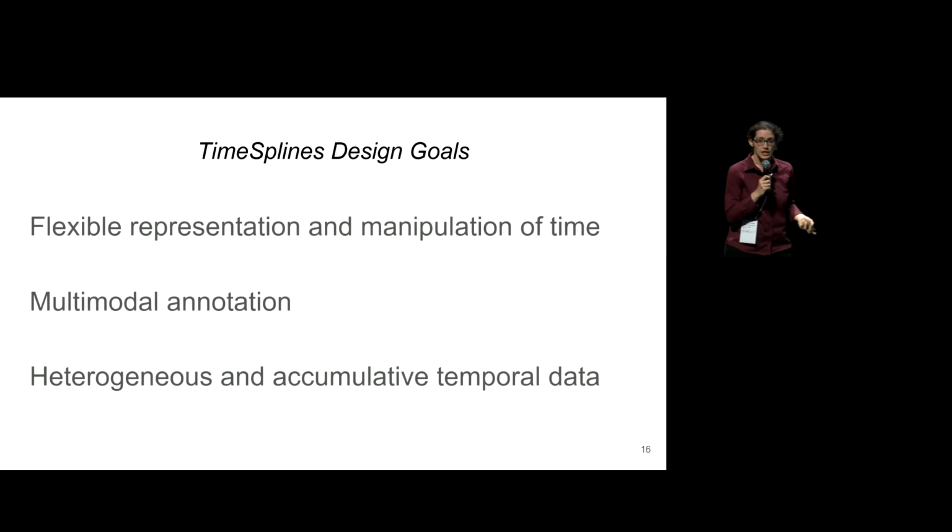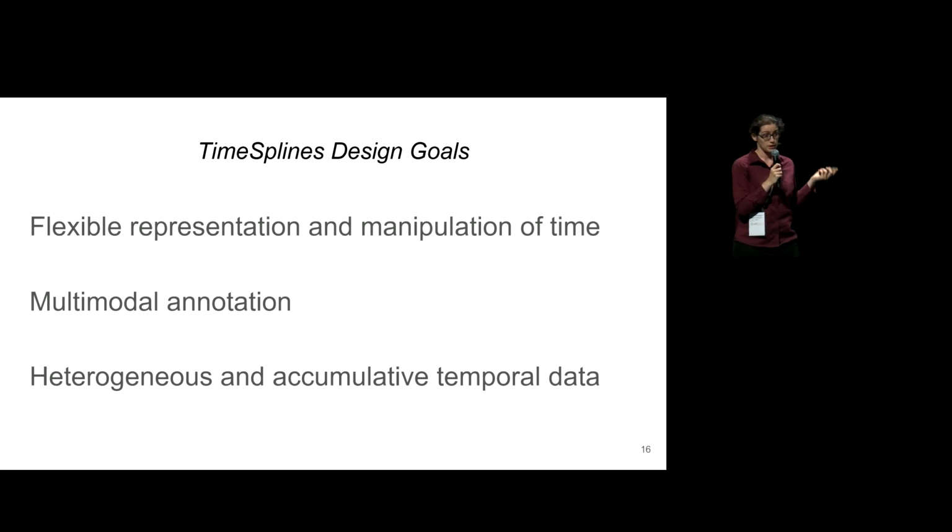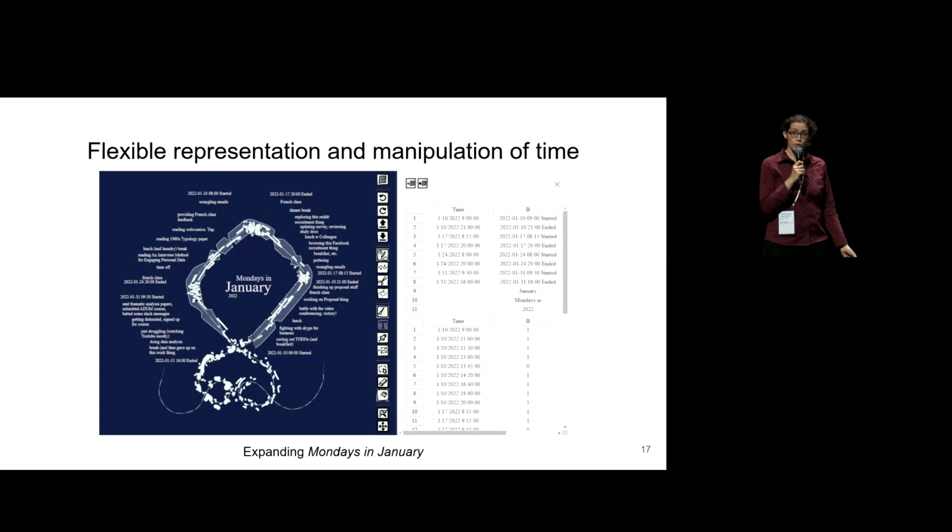So when designing TimeSplines, we focused on the following design goals derived from the previous design considerations, as I mentioned. Supporting a flexible representation and manipulation of time, supporting multimodal annotation, and supporting heterogeneous and cumulative temporal data. Supporting a flexible representation and manipulation of time is not only about being able to create these custom shapes, but also manipulate the shapes as well as the flow of time.